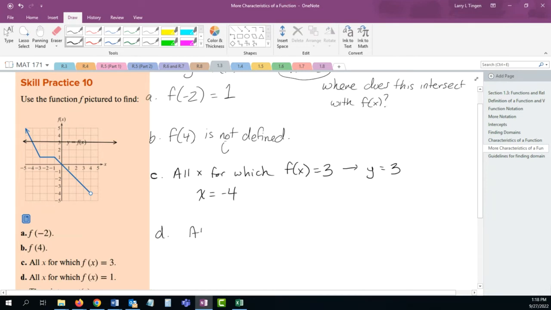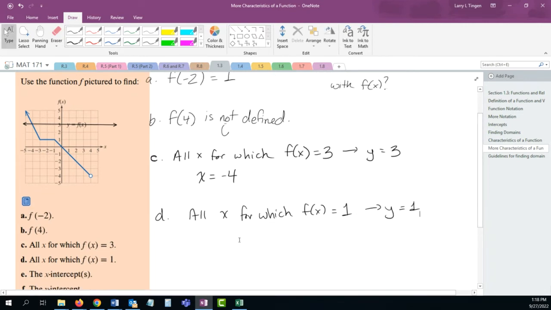For part D, all x for which f of x is 1. Again, when is y equal to 1? If I go over here to my graph and take a look, when y is 1, I've got an entire interval here. I don't just hit once, I hit all the way across. So that starts at -3, and it goes until -1.